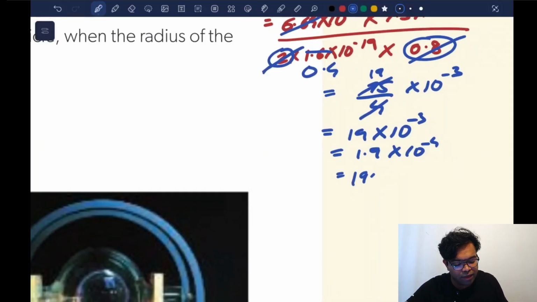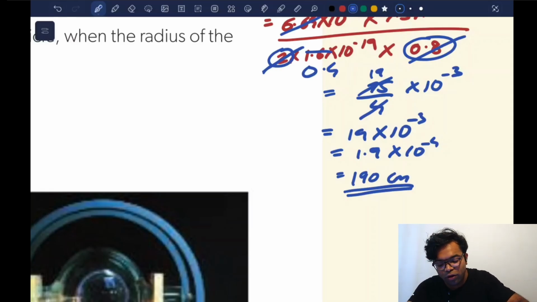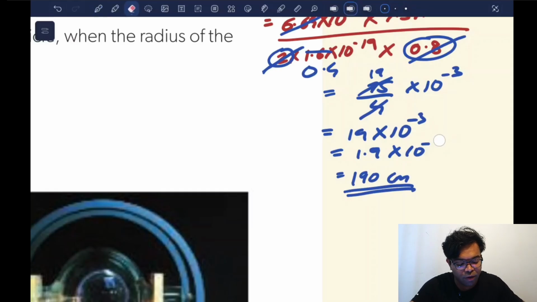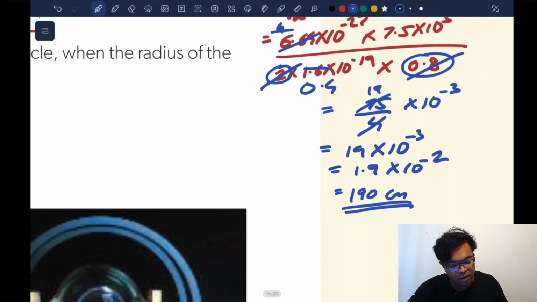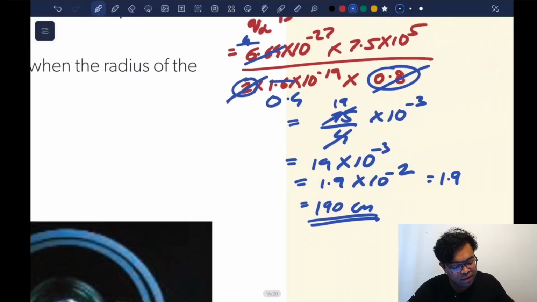Or simply 190 centimeters. What is the answer? 1.9 into 10 to the power... oh yeah, sorry, no, I made a mistake. It's going to be 1.9 into 10 to the power minus 2. Yeah, because the decimal is going towards the left, so it is going to be 1.9 into 10 to the power minus 2. That is correct. 1.9 centimeters, exactly.